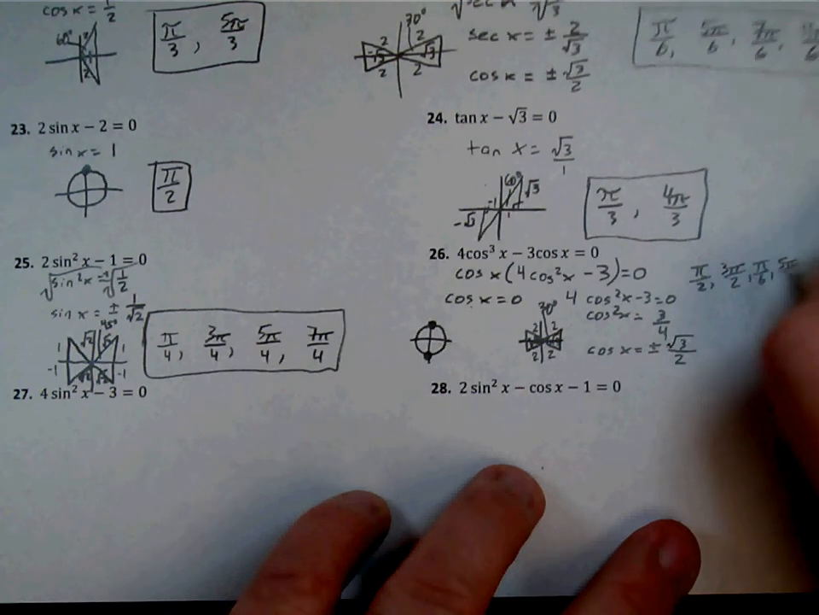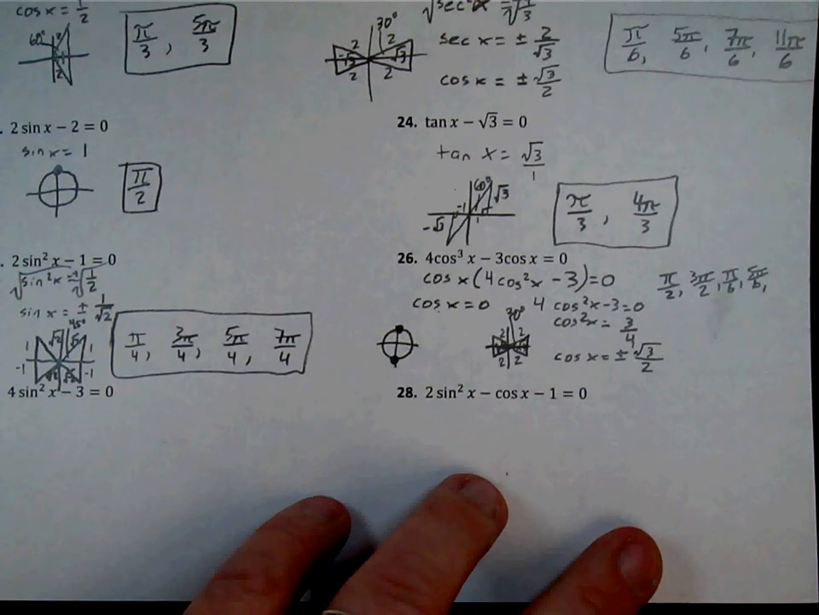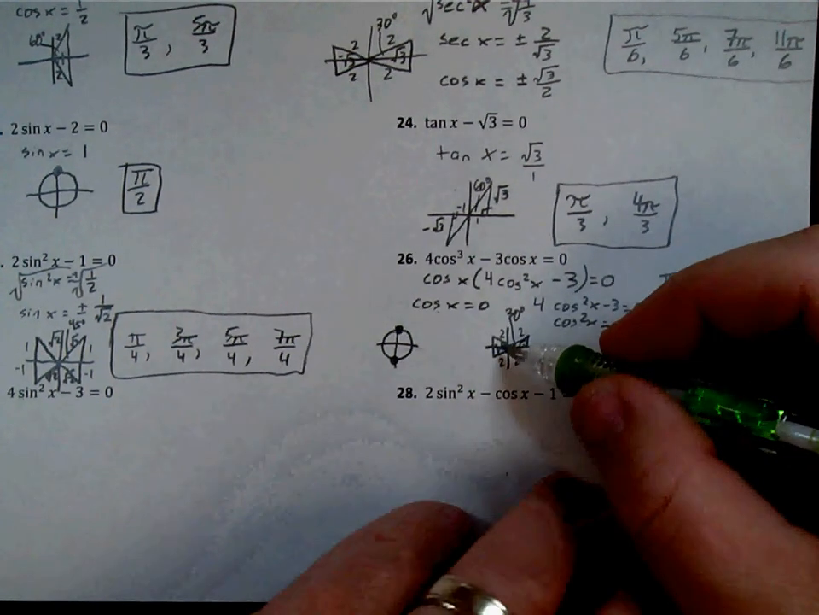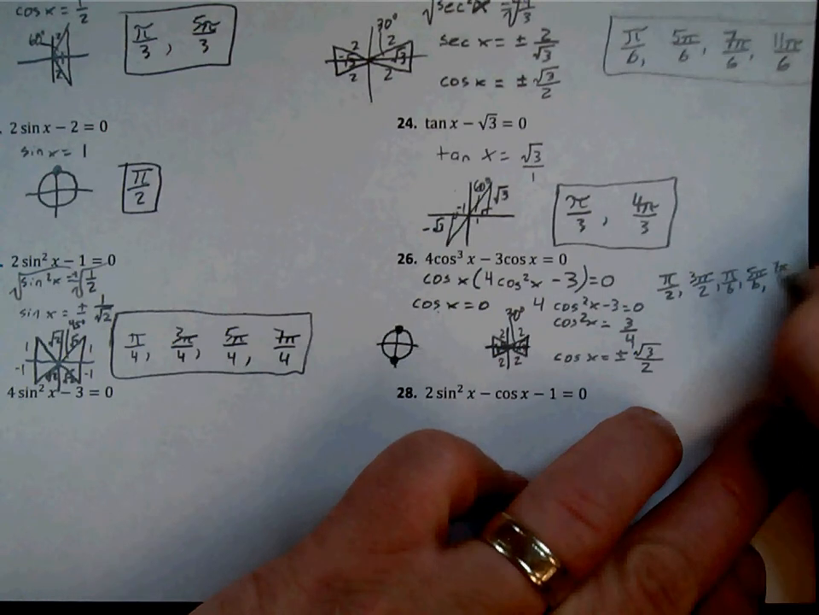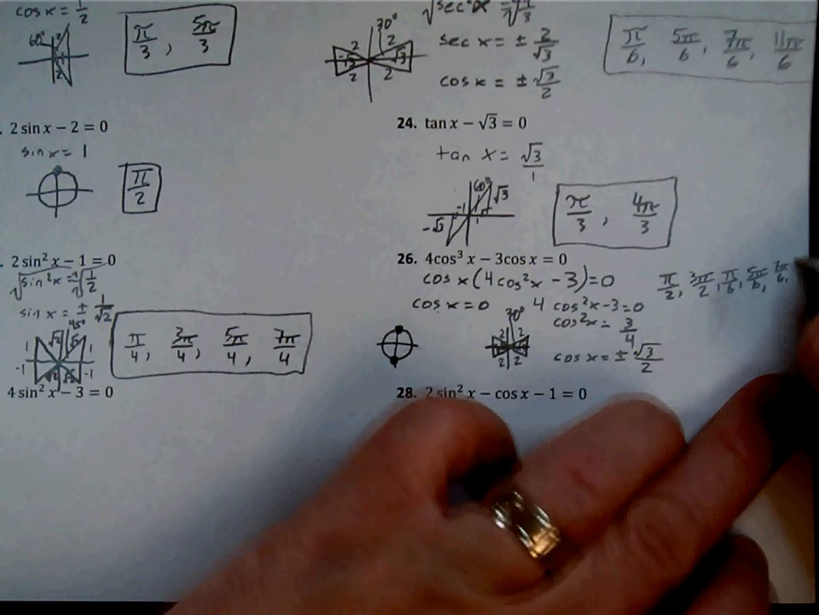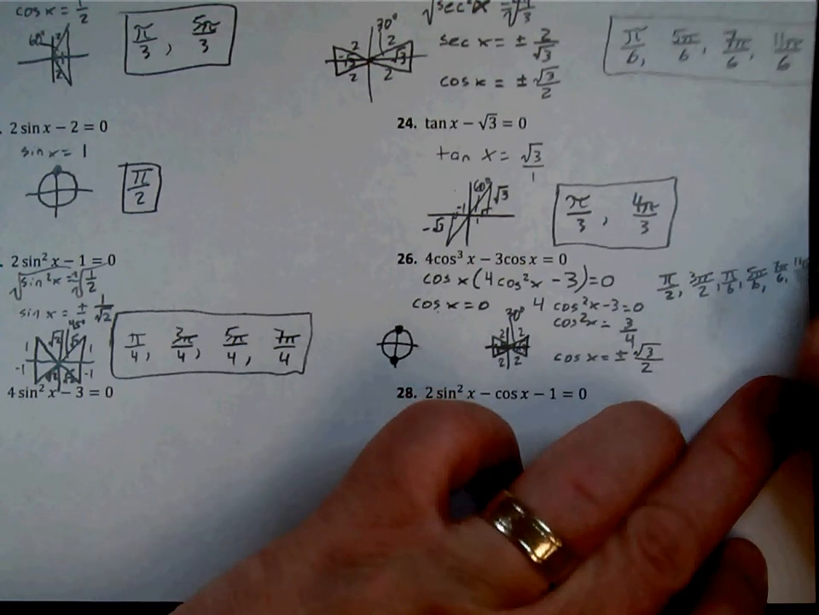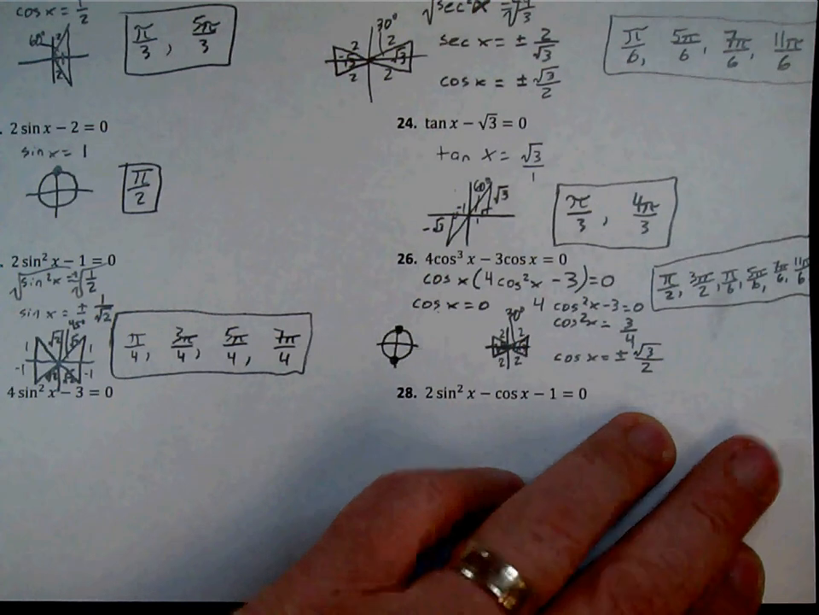I don't know if I'm going to be able to squeeze these in. I'm going to try. Go 1/6 pi after pi, that's 7 pi over 6. And then fourth quadrant, take 2 pi minus 1/6, that's going to be 11 pi over 6. So we get 6 answers there.